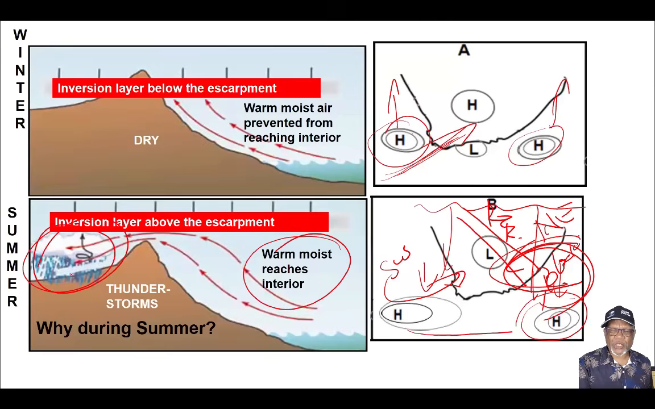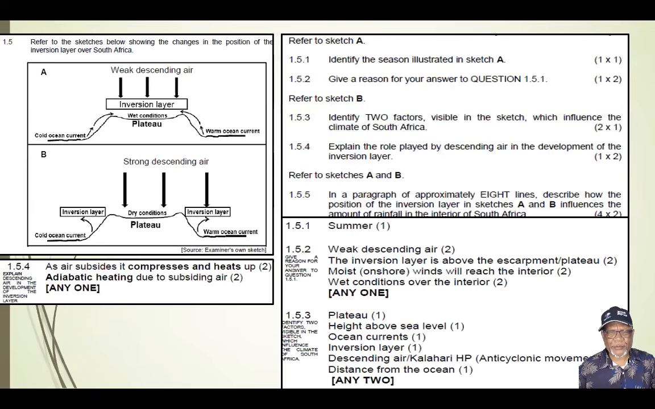We experience precipitation because the Kalahari high pressure has moved higher in the atmosphere. When it moves higher in the atmosphere, it allows warm, moist air to go into the interior, and this warm, moist air will condense, form clouds, and there we are. We have your precipitation during which season? During summer.